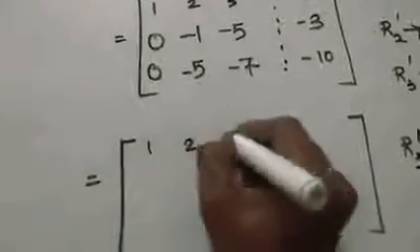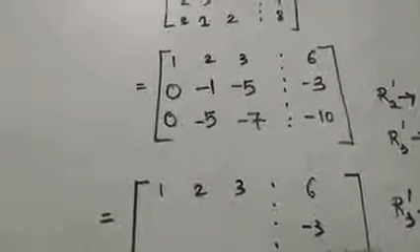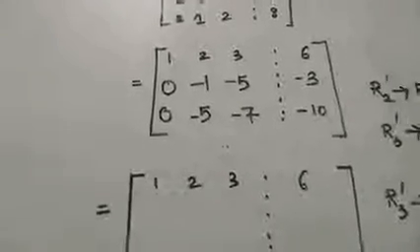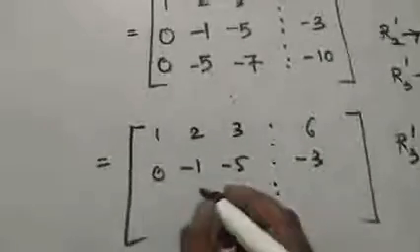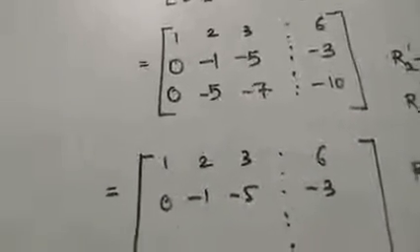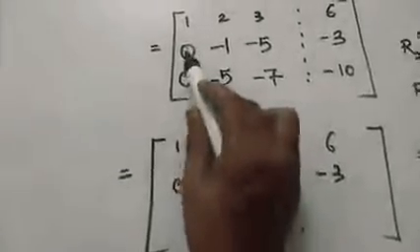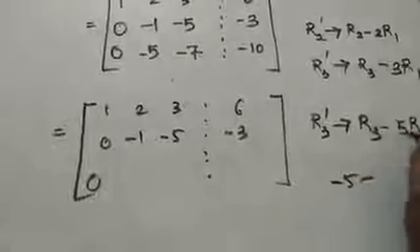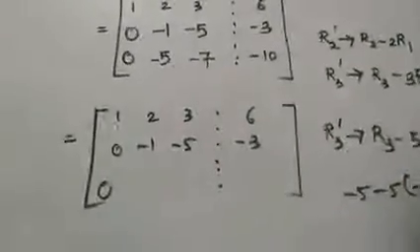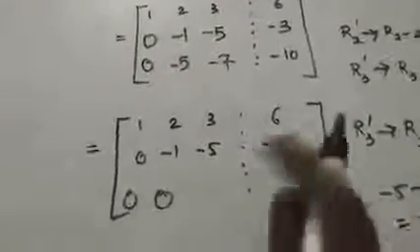The first row will remain unchanged. 6, minus 3, minus 10. The second row also remains unchanged. Nothing to do with the second row. Now the third row. Okay, let's start with the third row. This is 0, this is 0. So no change. Now here R3 is minus 5. Minus of 5 into R2 is minus 1. So finally we get minus 5 plus 5 equals 0. This is 0. Our operation is done.